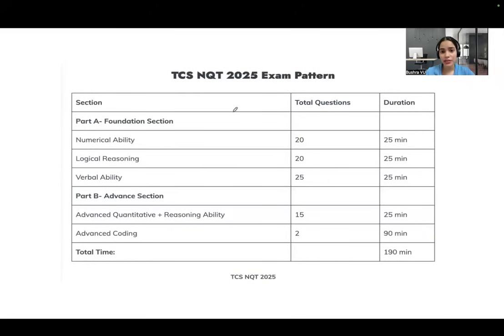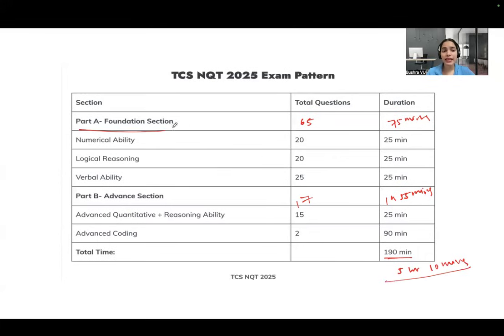TCS NQT exam pattern. Let's try to understand the pattern of the exam. Part A has how many questions in total? 20 plus 20 plus 25, which is 65 questions, and this is 75 minutes. Part B is the advanced section, which has 17 questions, and the duration is 1 hour 30 minutes plus 25 minutes, which is 1 hour 55 minutes. Overall, this is 190 minutes, which is 3 hours 10 minutes. This is going to be your exam pattern.